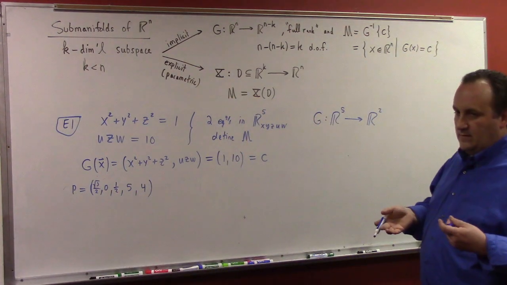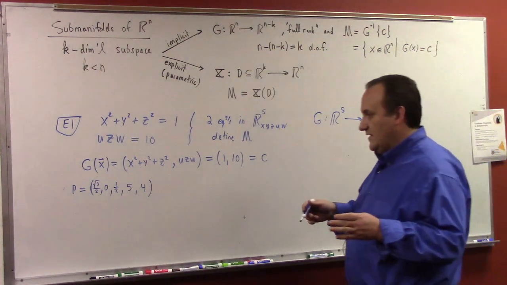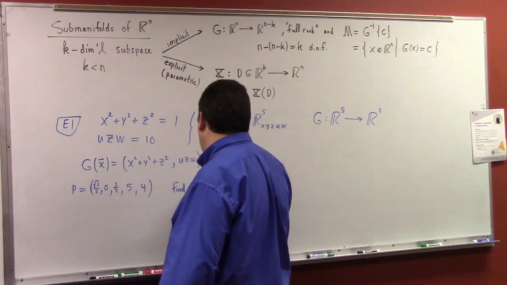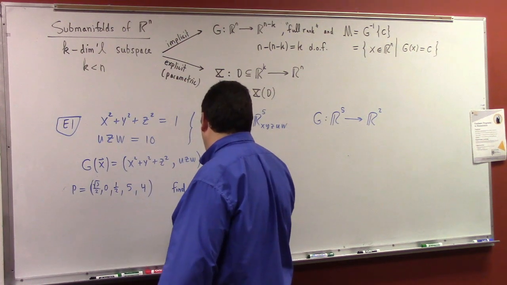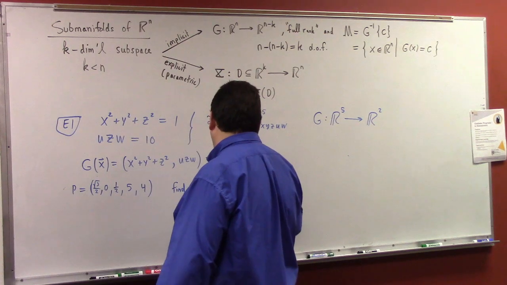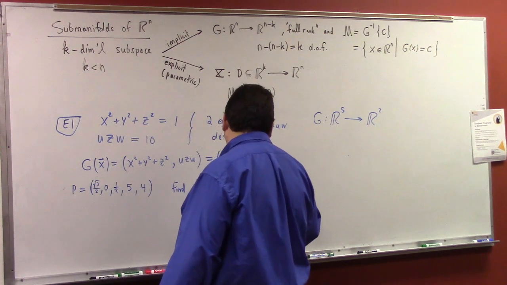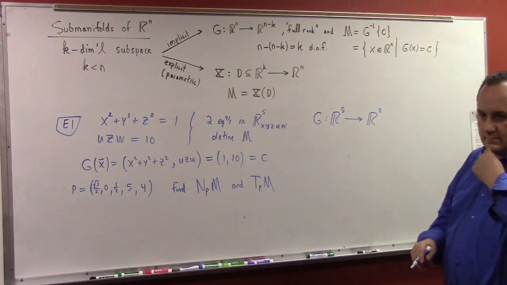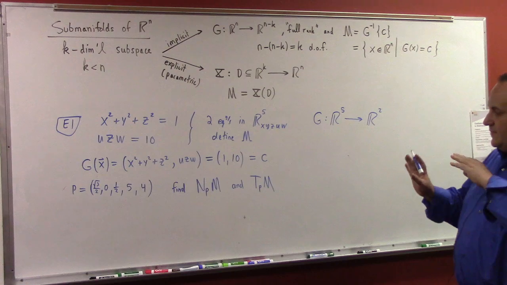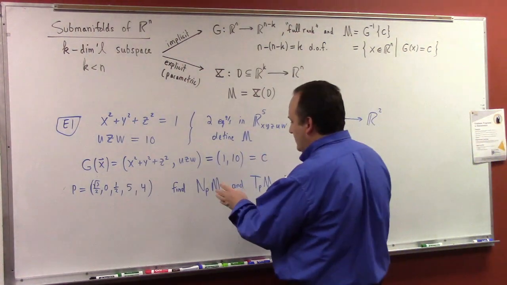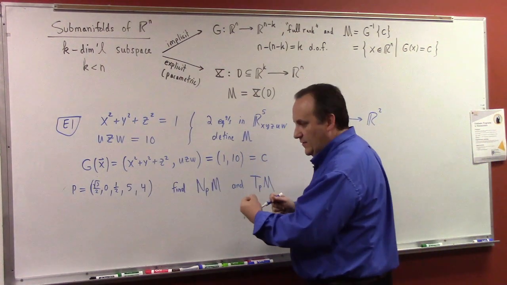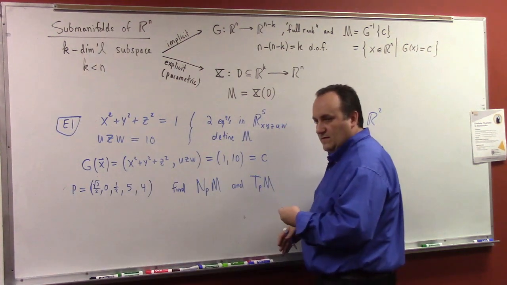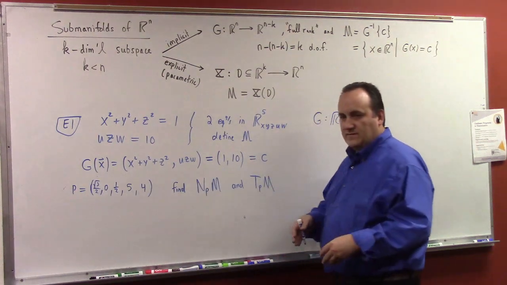So then, there's a couple of interesting questions I can ask. I can say find the normal space at P to M, and I can say find the tangent space at P to M. By that I mean these are vectors which we think of as based at the point, which either fill out the normal directions to the space or fill out the tangential directions to the space.